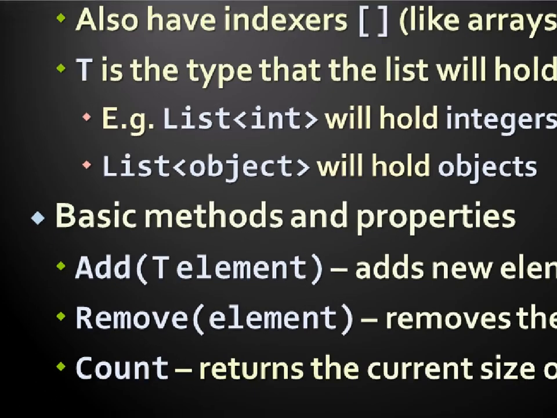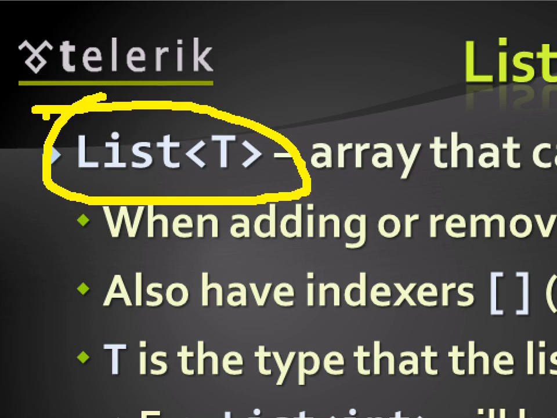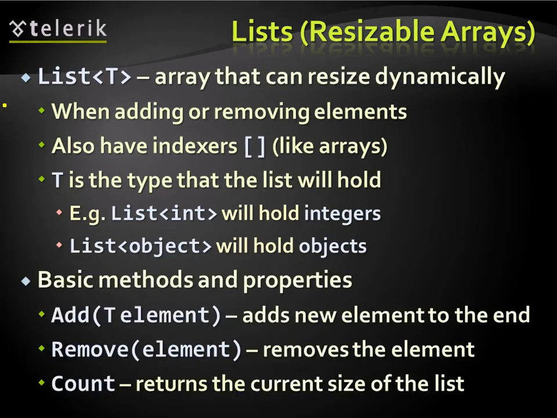So the list is a data type which is parameterized. This means that it can hold any data type. This is read list of T, list of some data type T. We can use, for example, list of int, list of object, or list of string, which is the same like in the arrays. We use array of ints, array of strings, etc. And this comes from System.Collections.Generic namespace, which needs to be imported in your project. I'll show you examples. So the methods that you will use now are add and remove and also count.